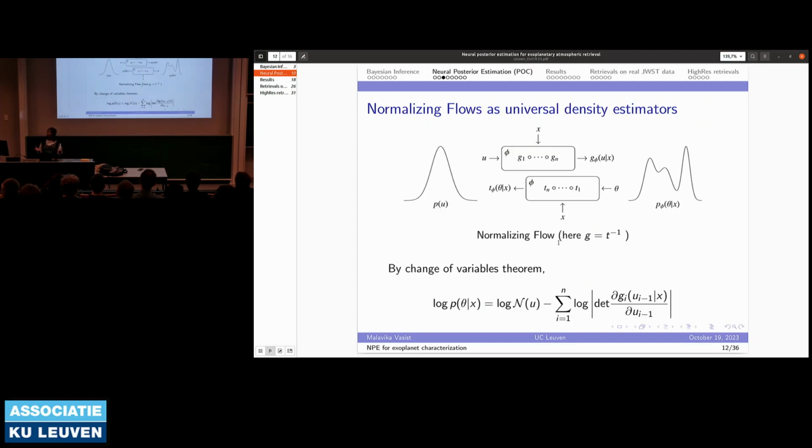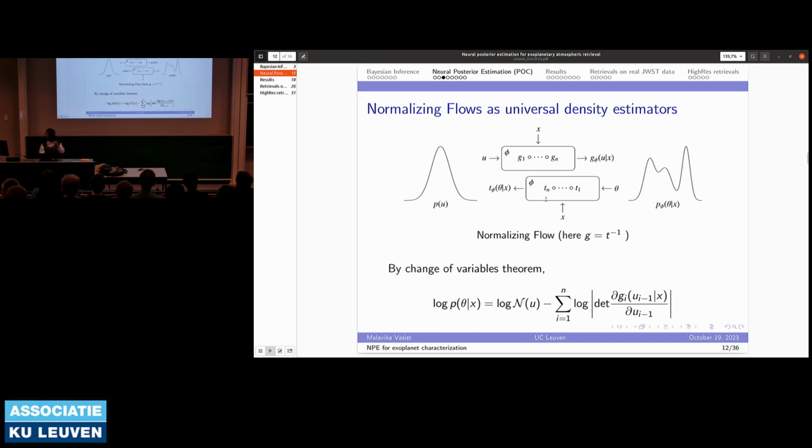Like I mentioned, normalizing flows are universal density estimators. So basically what you're doing is going from a base distribution, which is very simple, like a Gaussian distribution, and then you are parameterizing the network. Your network is parameterizing the transformation function that transforms this simple base distribution into something complex, like your posterior distribution. And so basically you are training the neural network to learn this ideal parameterization to learn your posterior.